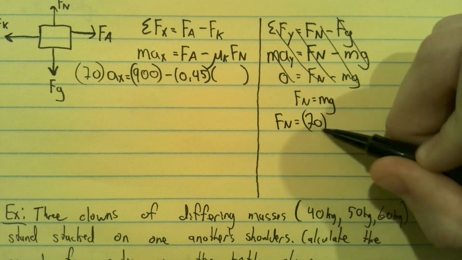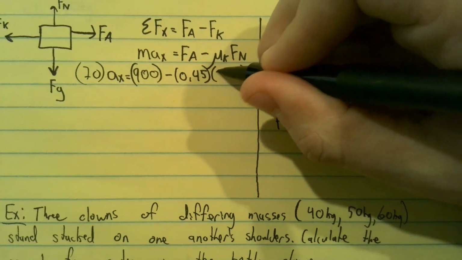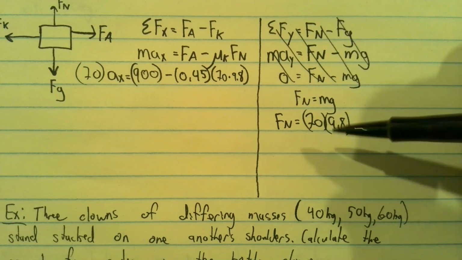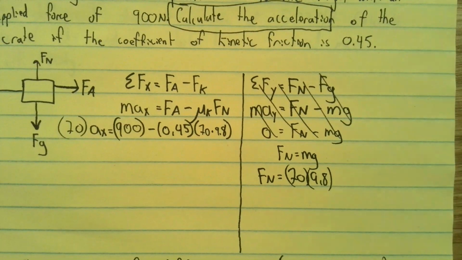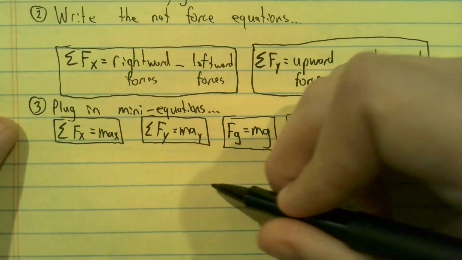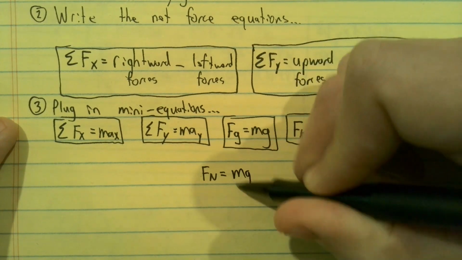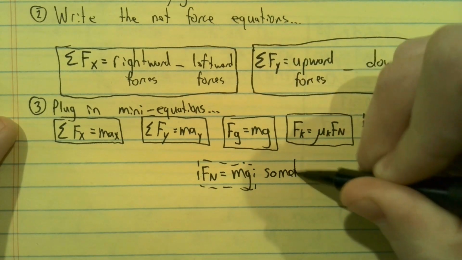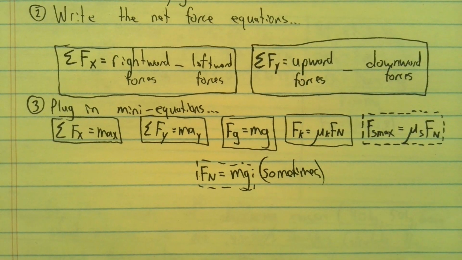Here's Fn. It's just 70 times 9.8. You could even write in here 70 times 9.8. I'm going to do that. I'm going to save myself a step on my calculator. So really, we could have skipped all that. If you just remember that Fn, you know what, I'm going to write that on my mini list. Fn is sometimes mg. Sometimes. So add that to your mini equation list, wherever you keep that, and it'll be easy to solve things.